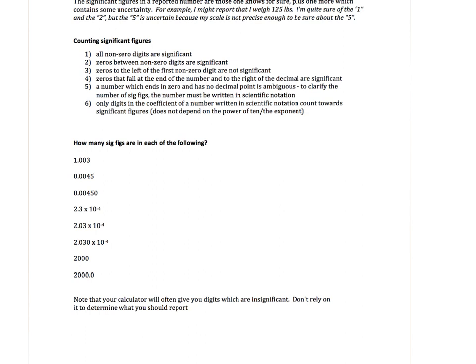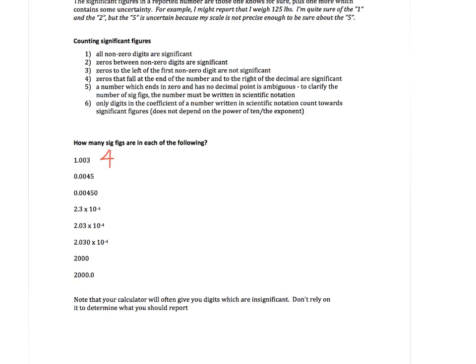So if we look at the first example, 1.003, notice that rule number 1 is all non-zero digits are significant. So that means the 1 and the 3 are definitely significant figures. If we look at rule 2, zeros that are between non-zero digits are significant. So that means that the zeros, because they're between the 1 and the 3, those are significant digits or significant figures. So that means we've got a total of 4 significant digits in that first value.